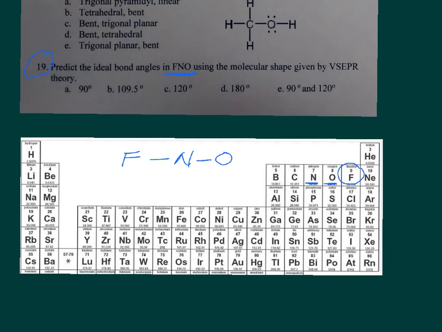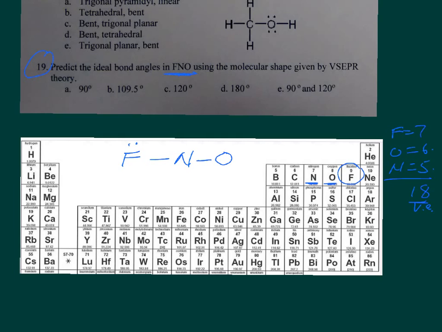Okay, now we got to count up our valence electrons. Well, each fluorine is contributing 7, the oxygen is contributing 6, and the nitrogen is contributing 5. Let's see, that's 13 plus 5, we get a total of 18. Is that right? If I add it the other way, 6 and 5 is 11, 11 plus 7 is 18. Yes, I do have 18 valence electrons, which is good because it's an even number.